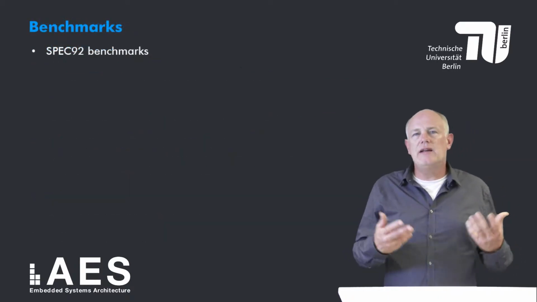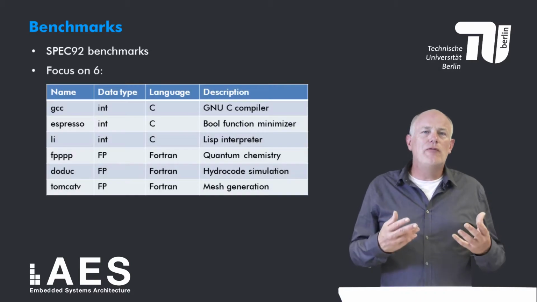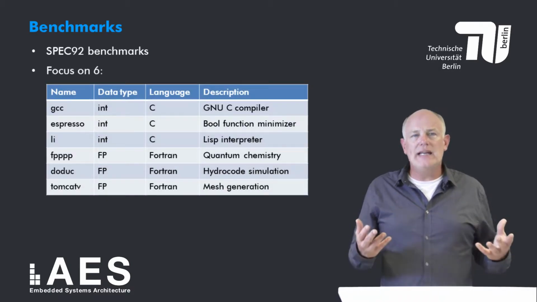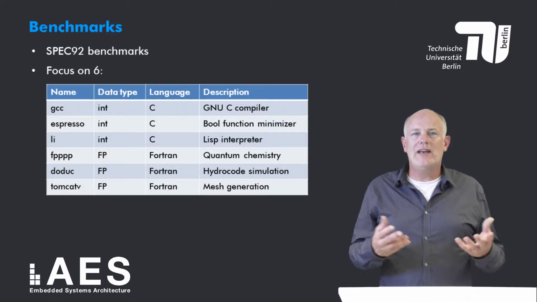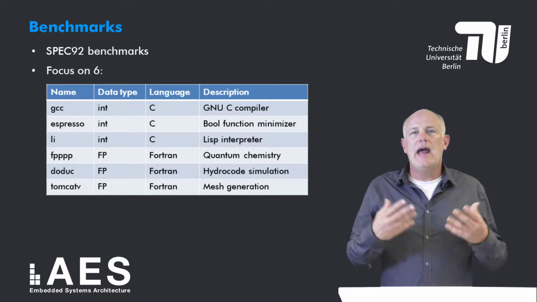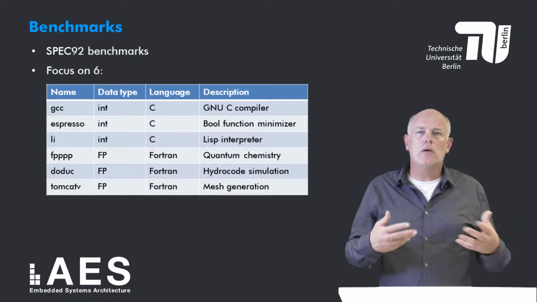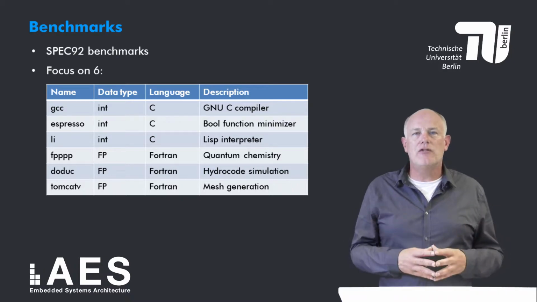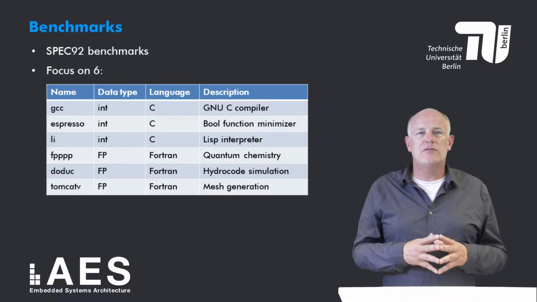The study presented in this lesson used the SPEC 92 benchmarks. I will focus on 6 of them. 3 integer benchmarks, GCC, Espresso and Li, that were written in the programming language C, and 3 floating point benchmarks, FPPPP, Doduc and Tomcatv, written in Fortran. This table also contains a short description of each benchmark.